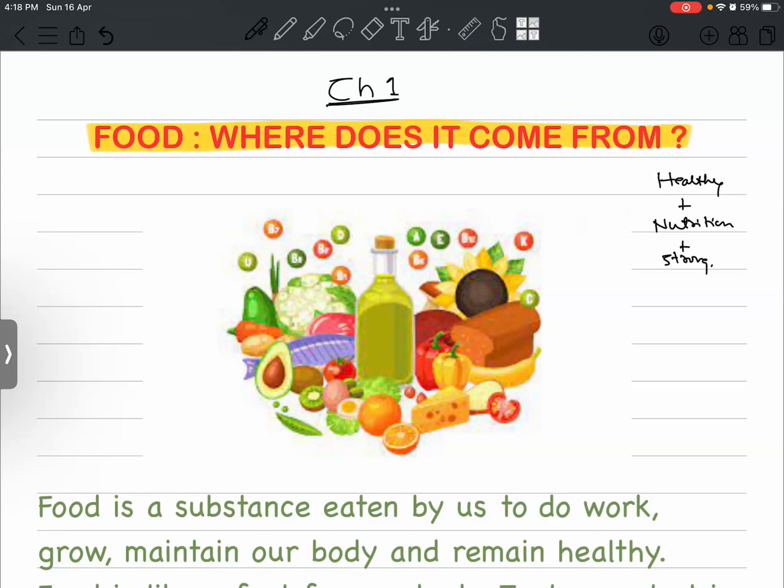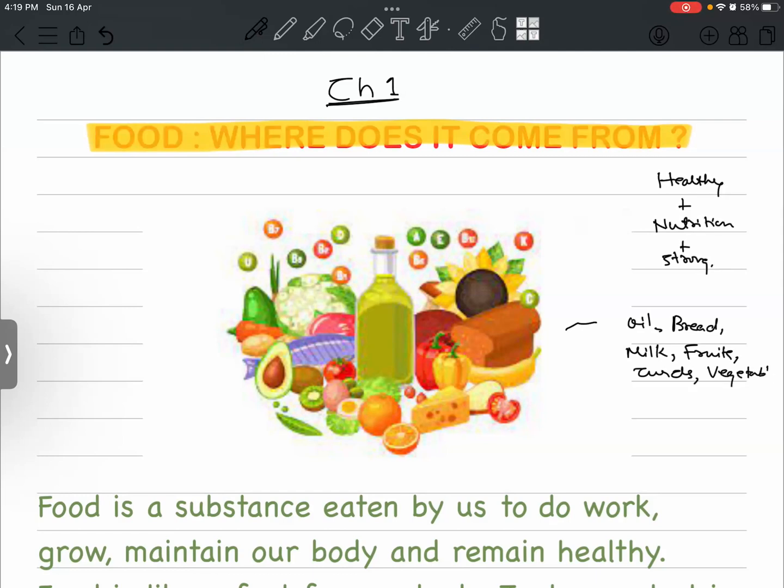And what are the different types of foods you consume on a daily basis? Oil. Okay, it has fat also. That is the component of the food. I'm talking about the different types of foods. It could be bread, it could be milk, curd, fruits, vegetables.